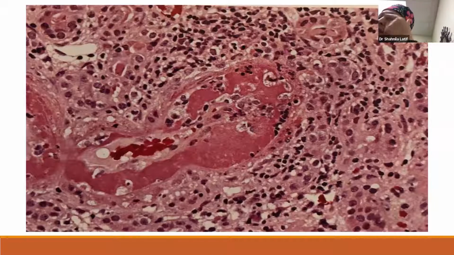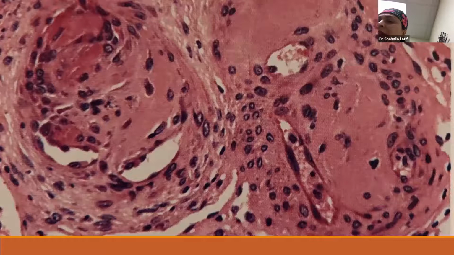So this should be treated like microscopic polyangiitis, like ANCA disease, because this has the worst prognosis. If the patient has true vasculitis on biopsy, then these patients usually don't do well, and the response to the treatment is also not very good. So I have to mention this in my report. And then there's another entity we discussed.